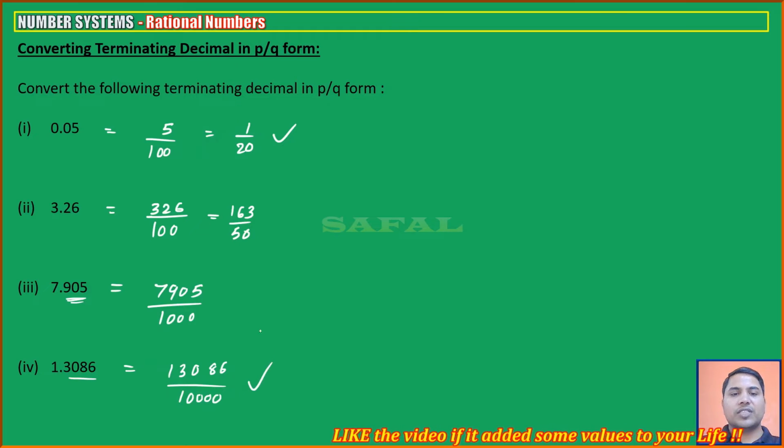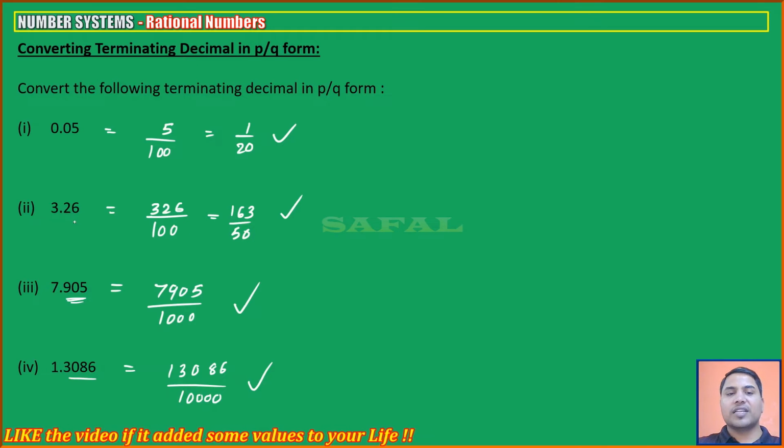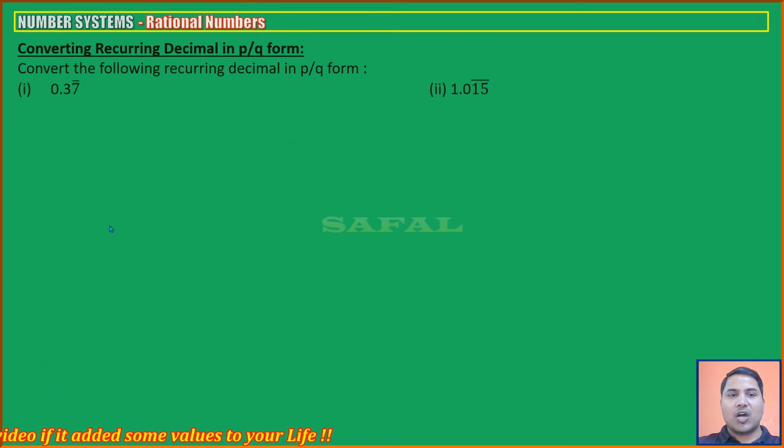So likewise you can easily convert a terminating decimal into what? P by Q form. So very simple. Write the number as it is without the decimal, put 1 in the denominator, and then append as many zeros as the number of digits after the decimal point. Now let's see how we can convert a recurring decimal into P by Q form.